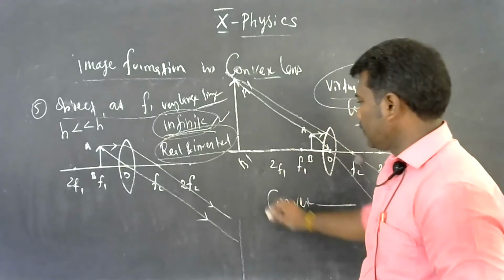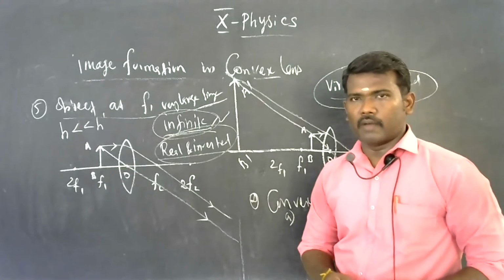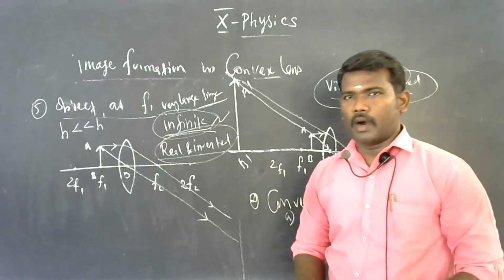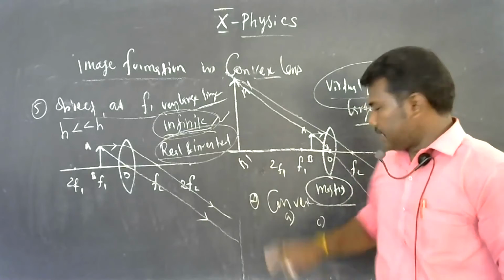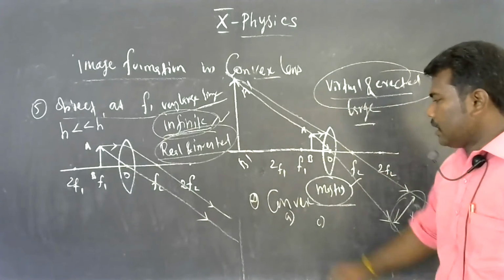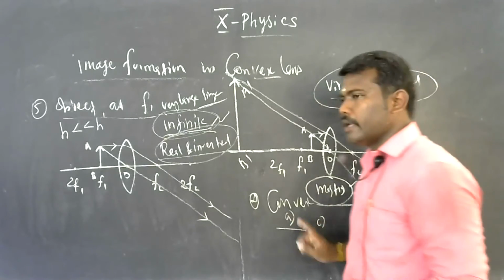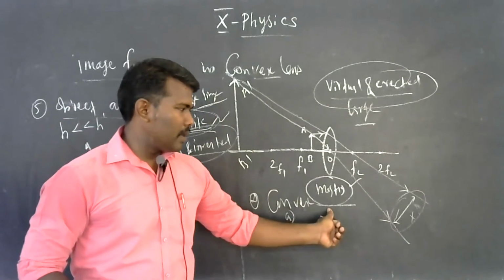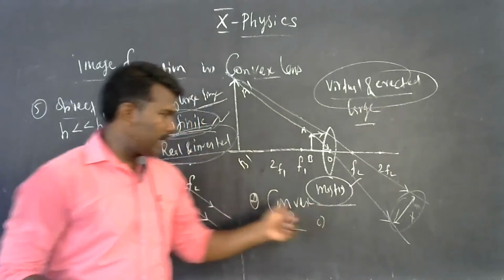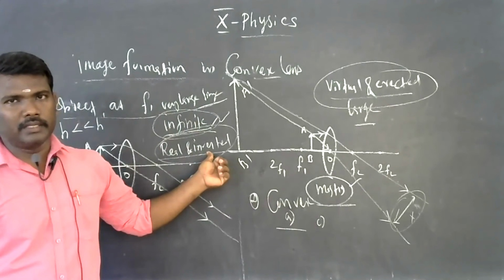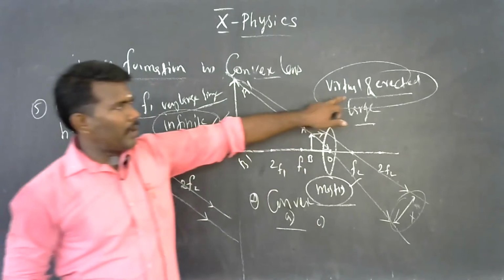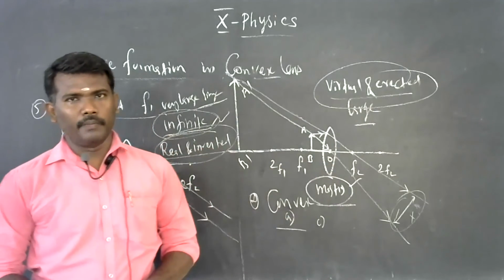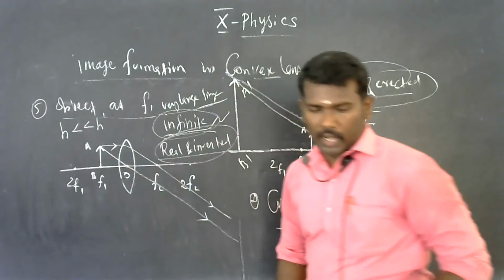Note this one: if they particularly mention the word mostly, the convex lens mostly forms a real and inverted image. For the same question, if they use the word mostly, option A is the correct answer, real and inverted image. Don't choose option C, both A and B, because they are using the word mostly. So the convex lens mostly produces a real and inverted image. Only in one case does it form the virtual and erect image, when the object is located between the point F1 and O. So these are all the 6 cases with respect to the convex lens.